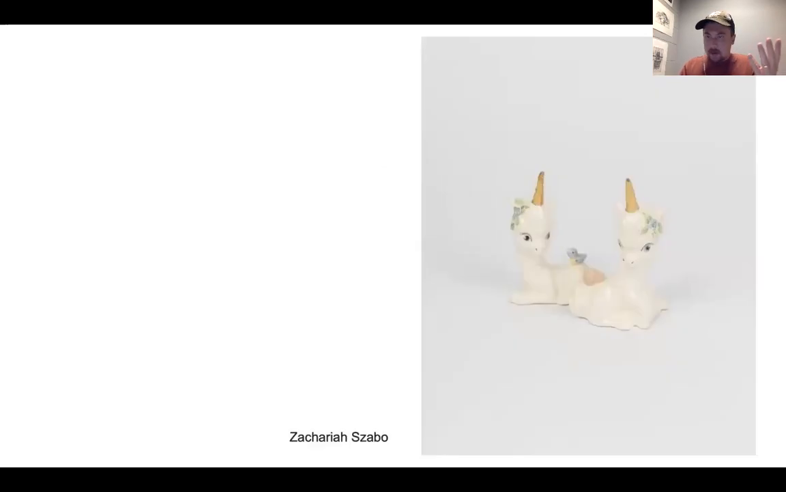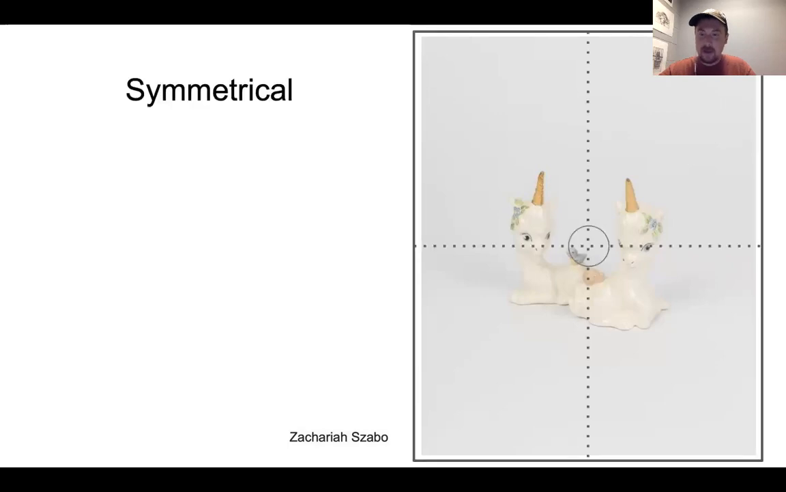We're just going to go over some images real quick that utilize this type of thing. If we were in the classroom, I'd ask you, what does this utilize? So this is my friend Zach, who took an image of some unicorns. Symmetry is being utilized in this image.